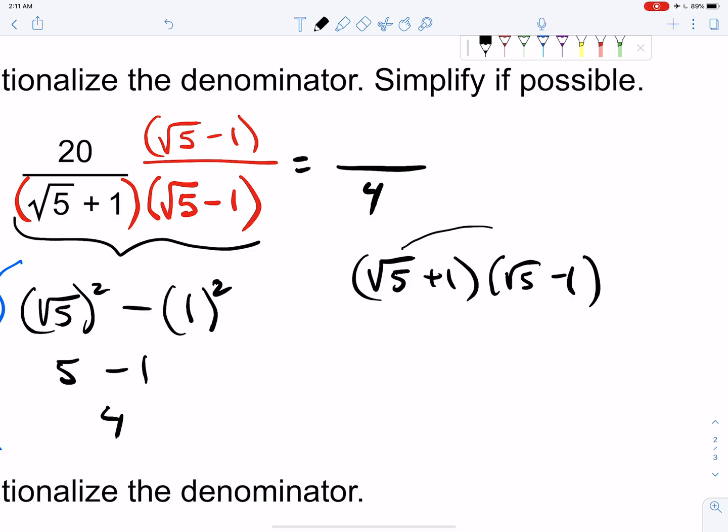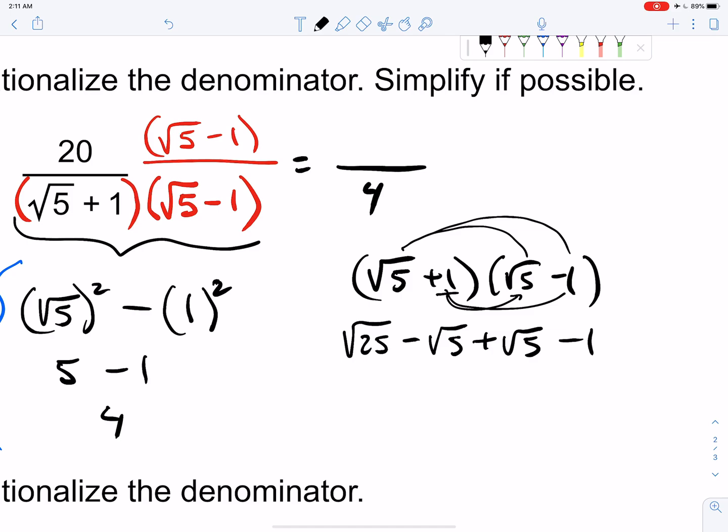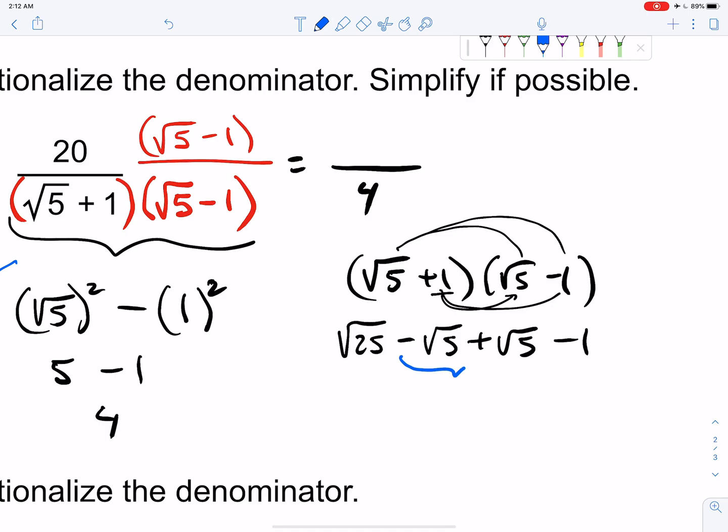Square root of 5 times square root of 5 is 5. Square root of 5 times a negative 1 is minus the square root of 5. Positive 1 times the square root of 5 is plus the square root of 5. 1 times negative 1 is negative 1. Look at what beautiful things took place. The middle terms are opposite: negative square root of 5, positive square root of 5, zero. This square root happened to be a perfect square, so it's now rationalized. And also this is a perfect square. And 5 minus 1 is 4.